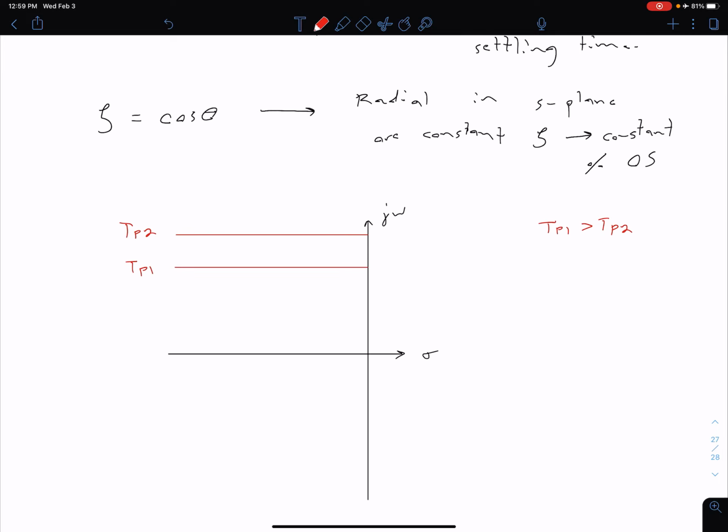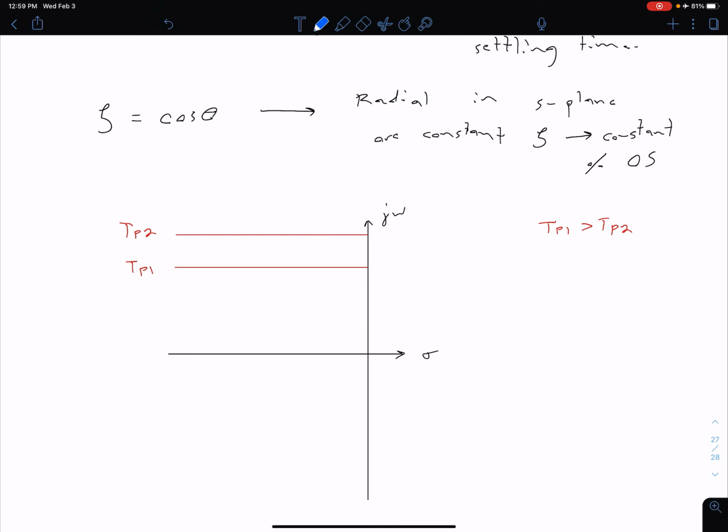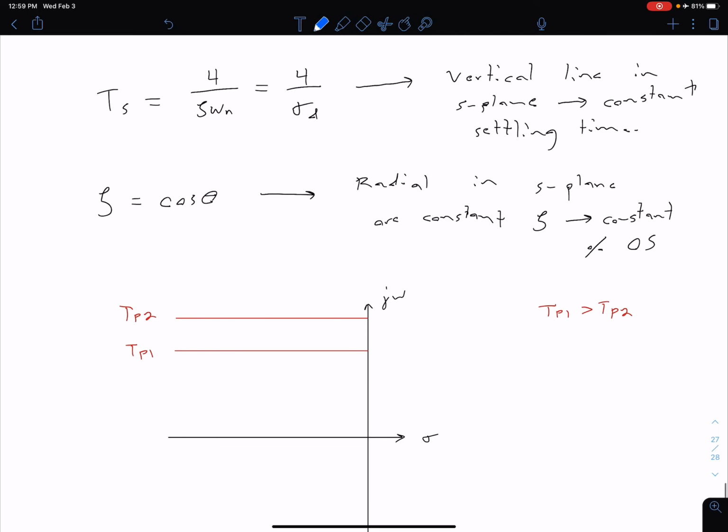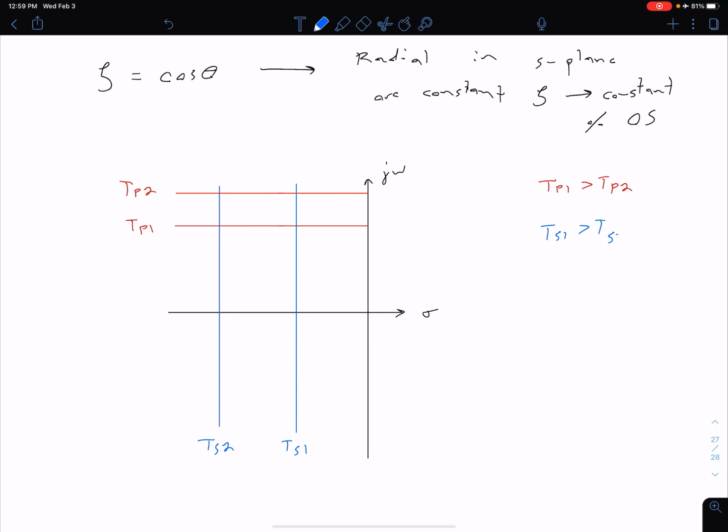Okay, so second one, let's look at our settling time. So settling time is constant for vertical lines. So we could have poles anywhere along this vertical line here. Let's call this our TS1. And so we can consider a second vertical line, TS2 here. And so in this case, we could say that our settling time TS1 is greater than TS2.